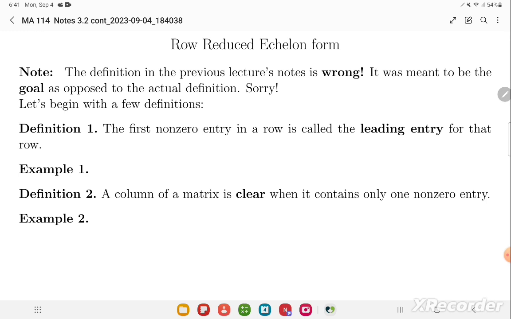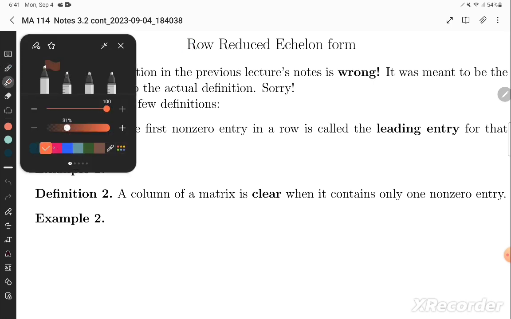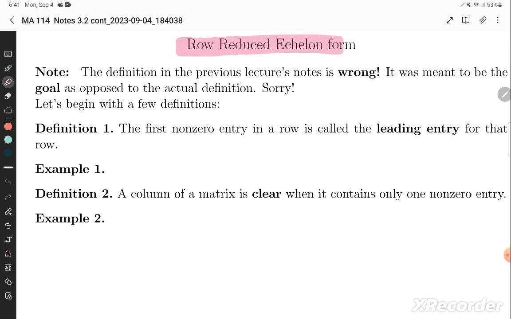So I do have to apologize. I kind of got ahead of myself and I put down the wrong definition for what it means to have a row reduced echelon form. Last week's definition is wrong. So I'm sorry, I just need to apologize about that. I kind of got ahead of myself.